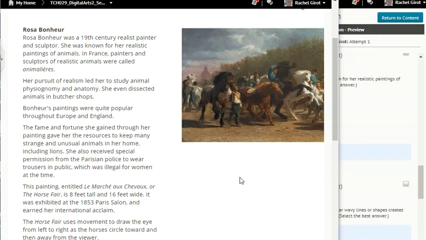Bonheur's paintings were quite popular throughout Europe and England. The fame and fortune she gained through her painting gave her the resources to keep many strange and unusual animals in her home, including lions. She also received special permission from the Parisian police to wear trousers in public, which was illegal for women at the time.